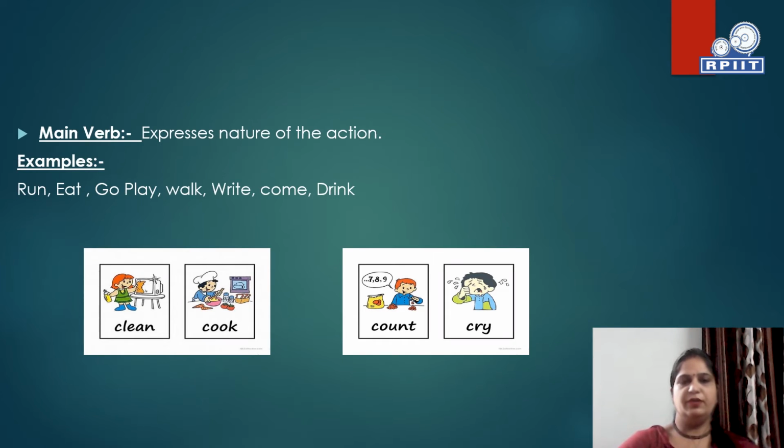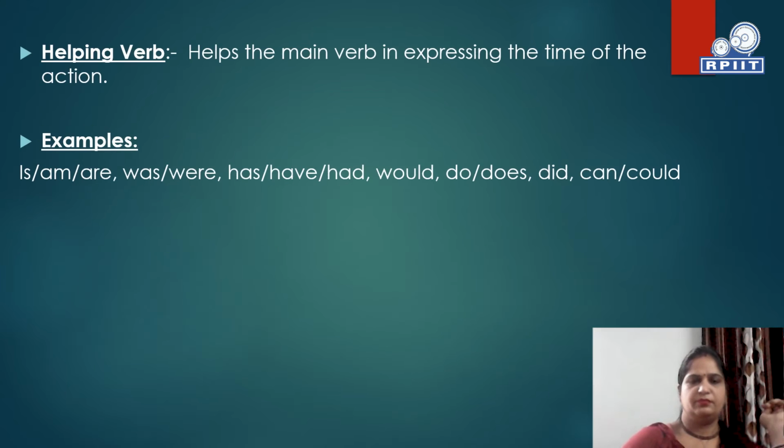First one is main verb. It expresses the nature of action. It tells us what type of work is performed. Some examples are run, eat, go, play, walk, write, come, bring. These are the examples of main verb.